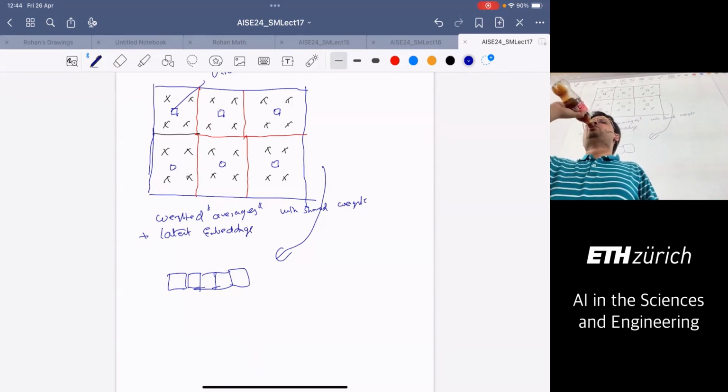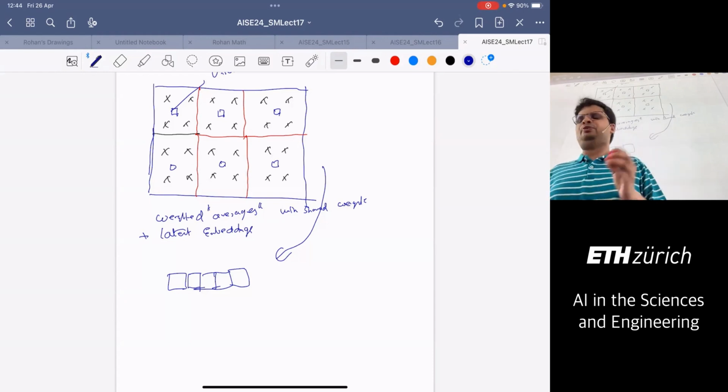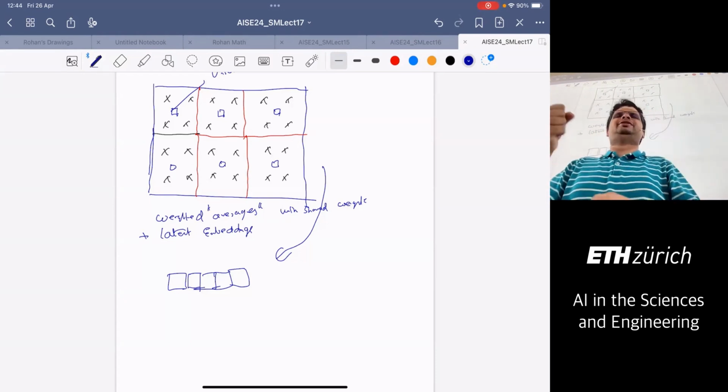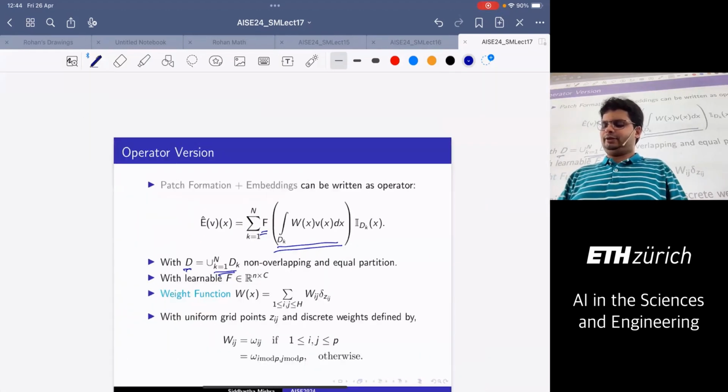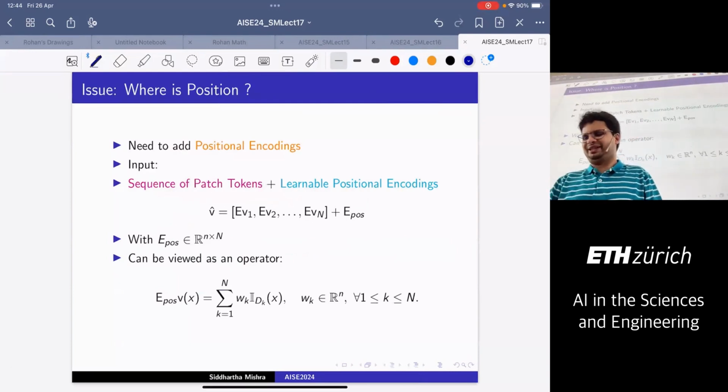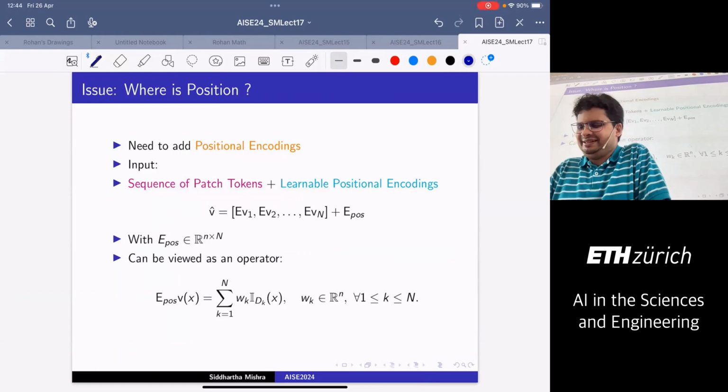Now we still need a positional embedding. We will absolutely need a positional embedding. You cannot do without it, because there is still some information, some inductive bias. I will talk a little bit about it. In fact, that was the next slide, right? So, okay, let me get to it so that I discuss it.